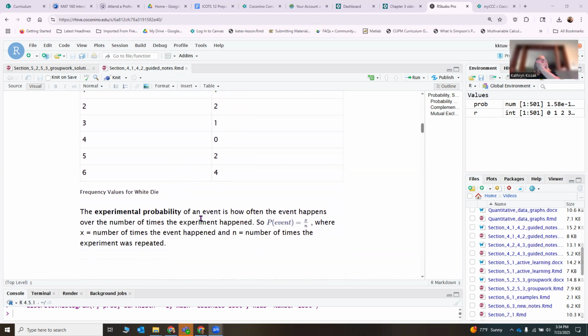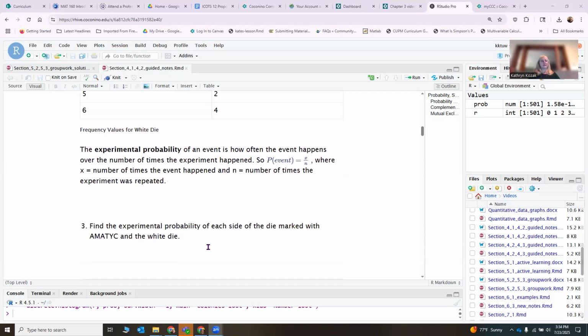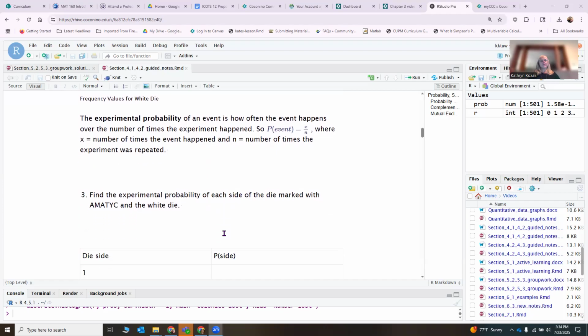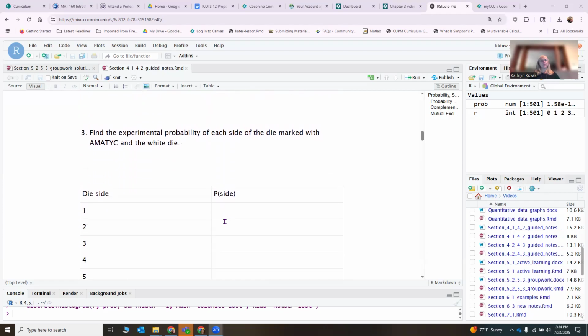So we want to find the probabilities, and that gets us into something called experimental probabilities. The experimental probability of an event is how often the event happens over the number of times the experiment was actually performed. So the probability of an event would be X over N, where X is the number of times it happened and N is the number of times the experiment was repeated. Find the experimental probabilities for each side of the die marked with the words and for the white die.